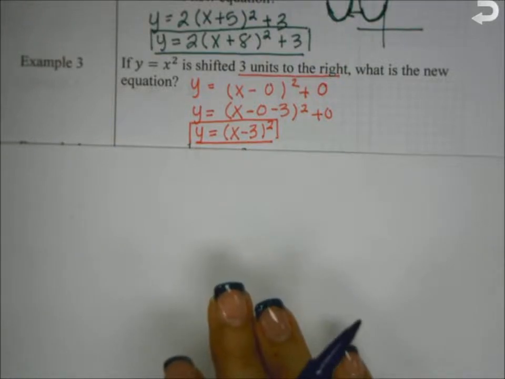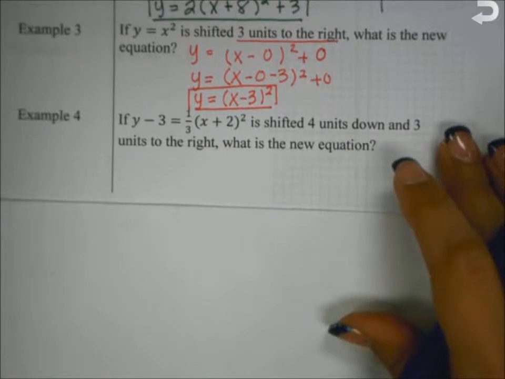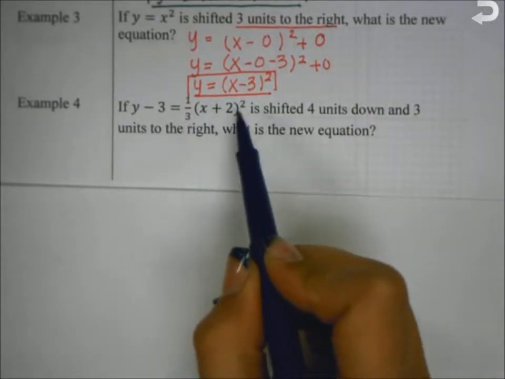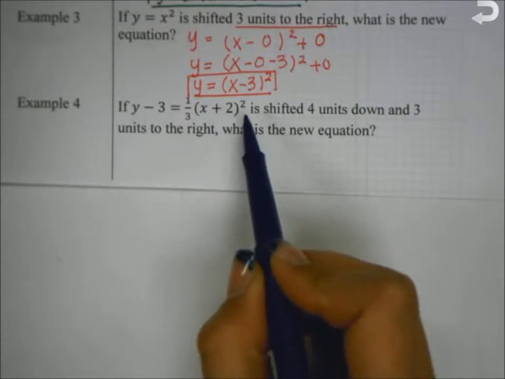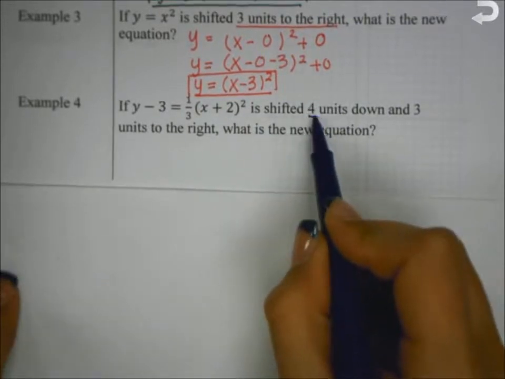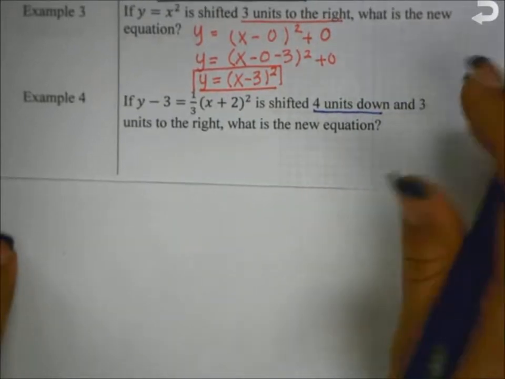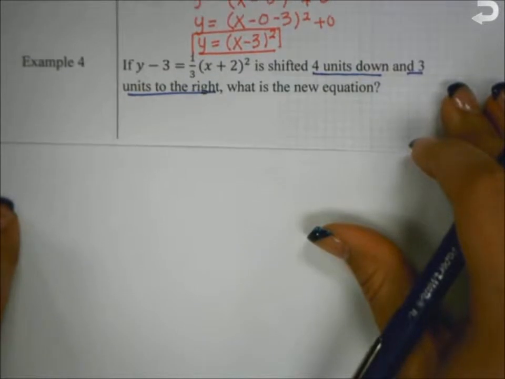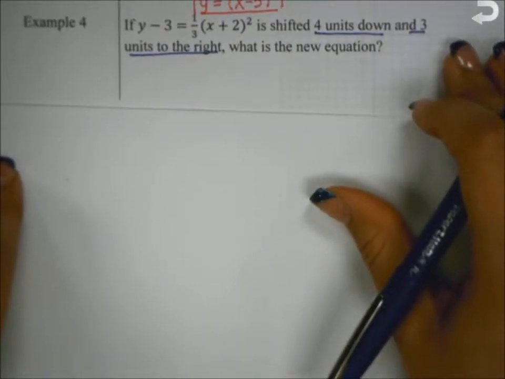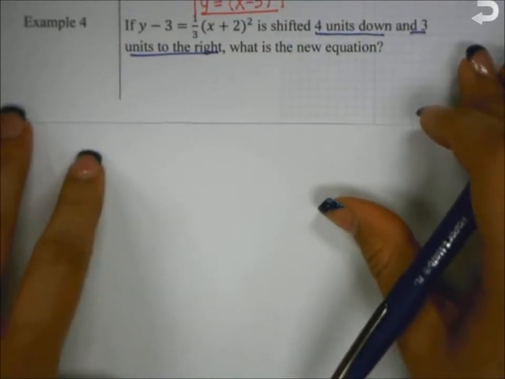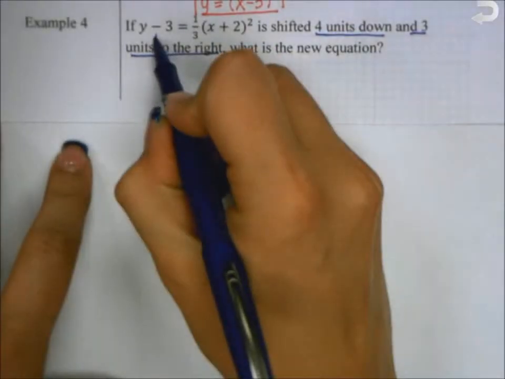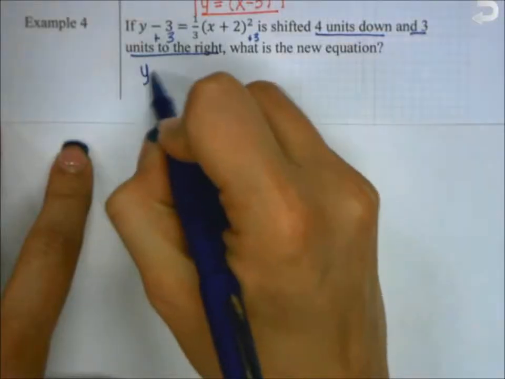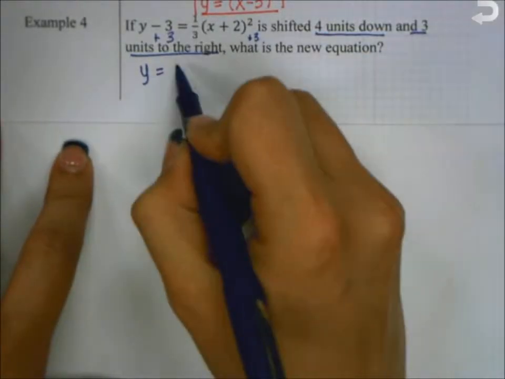We have y minus 3 equals 1/3 times (x plus 2) squared. And we want to shift it down 4 units and to the right 3 units. Okay, first thing we have to look at though is this thing doesn't look like our vertex form. So what do we have to do? Add 3. Right, we have to add 3 to both sides. So the first thing we're going to do is add 3 to both sides. And our new equation is going to be y equals 1/3 times (x plus 2) squared plus 3.